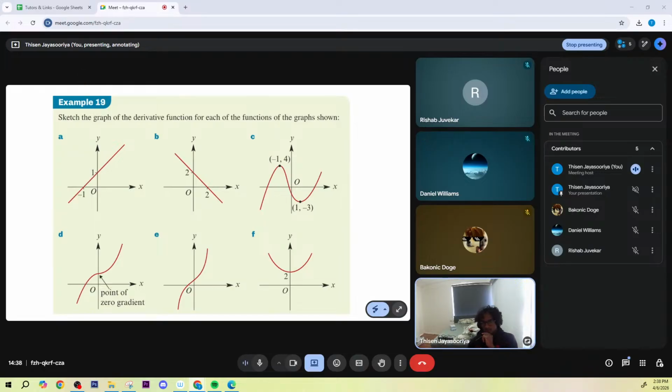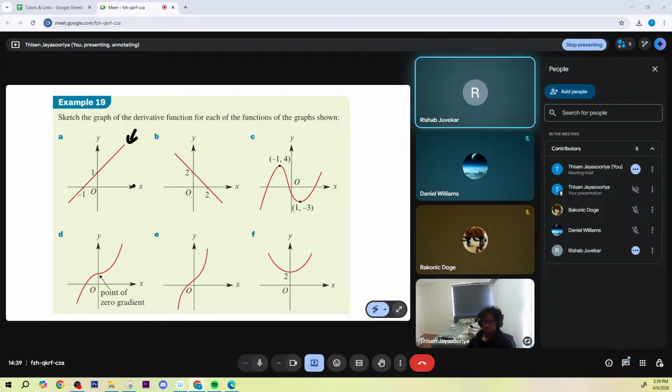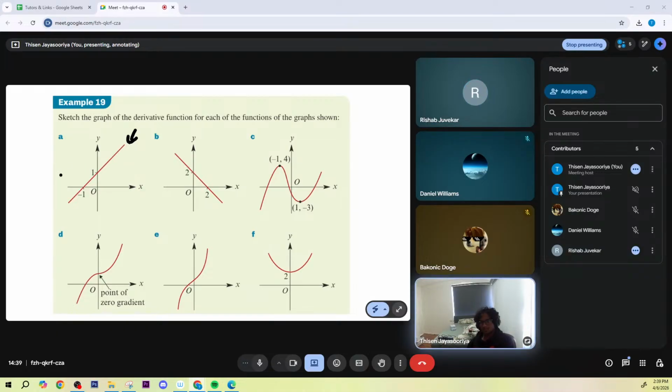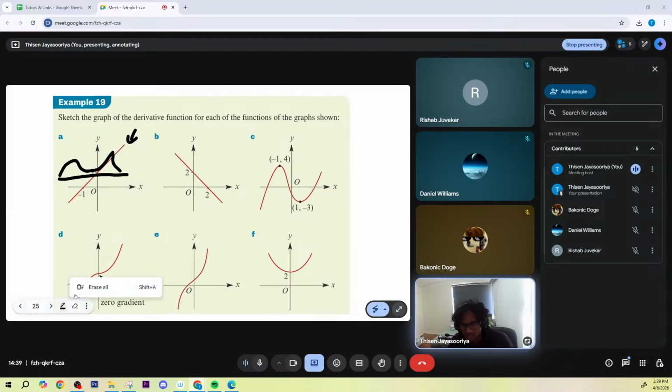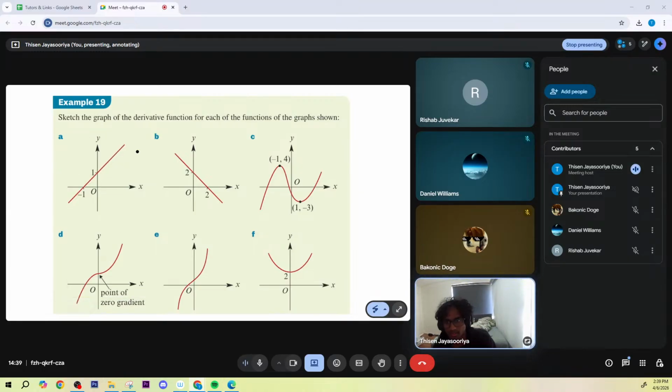So here, what would the derivative of this graph look like, Rashad? Since it's all positive, it would also be all positive. Yeah. So will it be like this, or will it be a straight line? It'll be a straight line, I think. Yeah, it would just be a straight line, because it's a linear equation. It has a constant gradient, right?